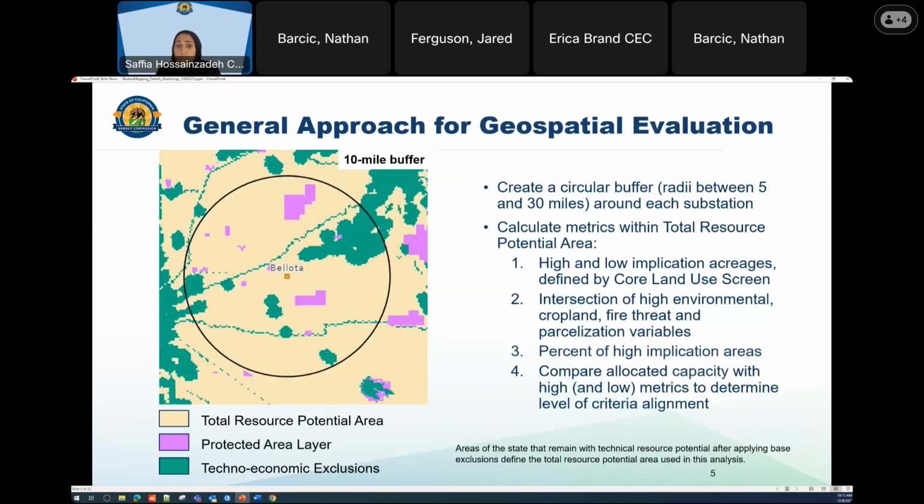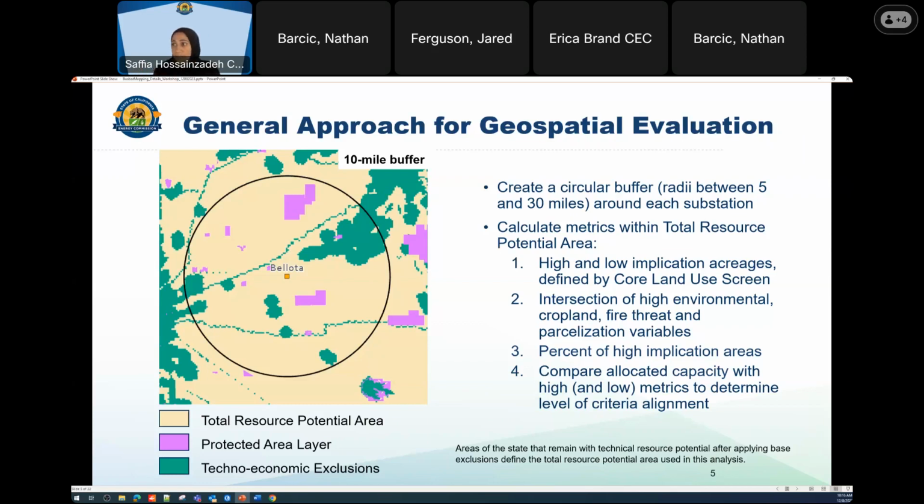And we do this first by creating a buffer area around each substation. Then we calculate a series of metrics within that area of analysis of the substation. So to do that, first we remove the protected area layer and the techno-economic exclusion layer. And that's drawn here in this figure in the green and pink. And this is just looking at this example area of Balota substation.